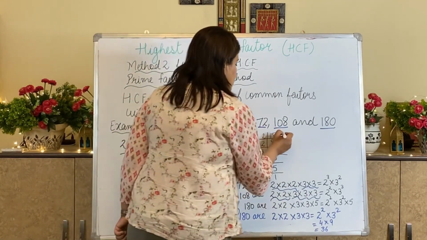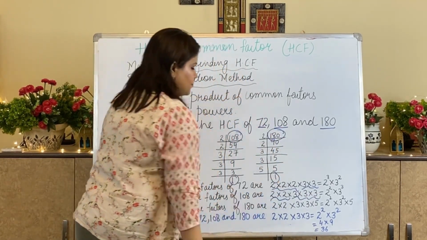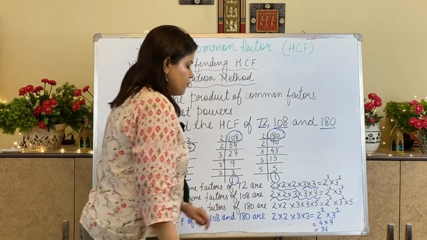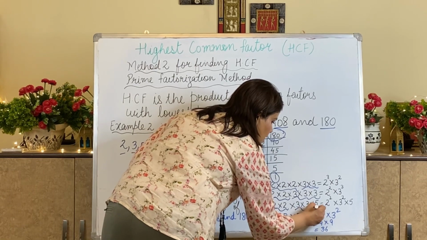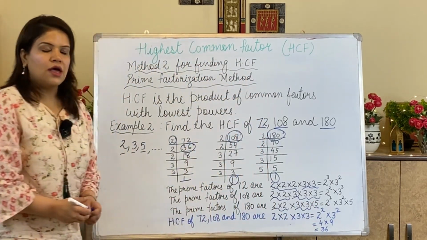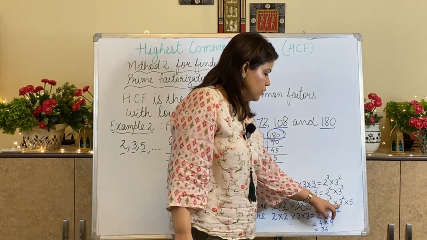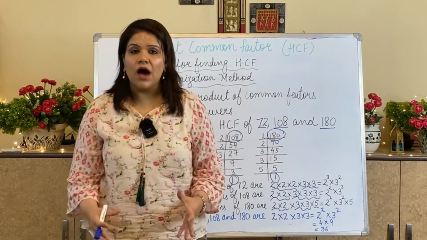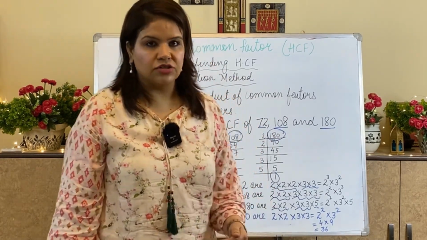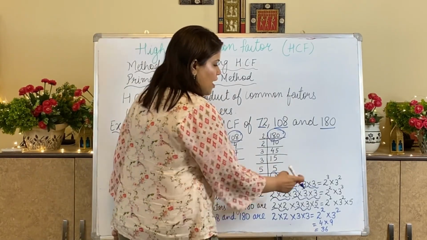Now the same way I factorized 180 till I got 1 here. So the prime factors of 180 are 2, which I am getting 2 times, 3, which I am getting 2 times, and then 5. So in exponential form it becomes 2 raised to power 2, 3 raised to power 2 into 5. Now I will find the common factors with least powers. Why with least powers?